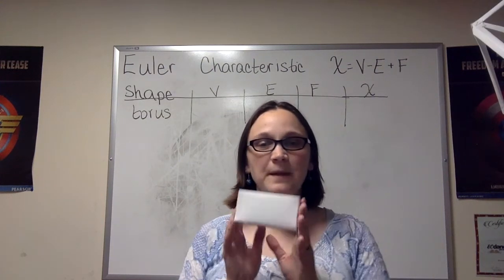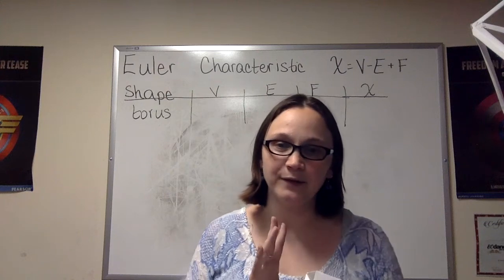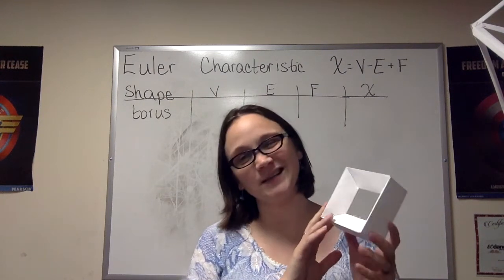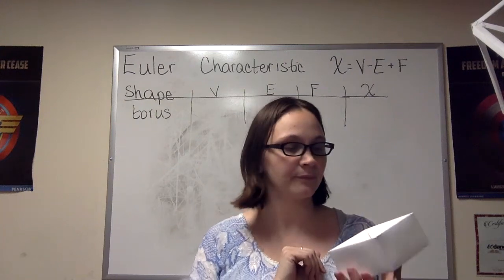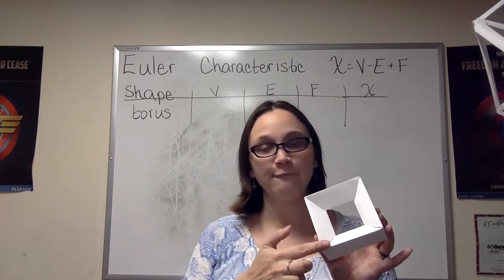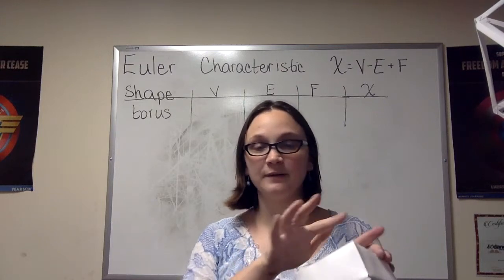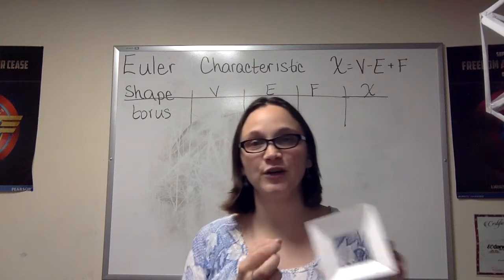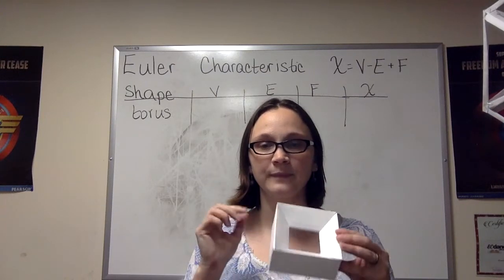Next up, let's look at my torus, which is just the mathematical name for a donut. This is kind of a square one, but it turns out that actually doesn't matter. If I count up my vertices, we have 1, 2, 3, 4 along the top, 4 along the bottom, and 4 along the inside, which makes a total of 12 vertices.